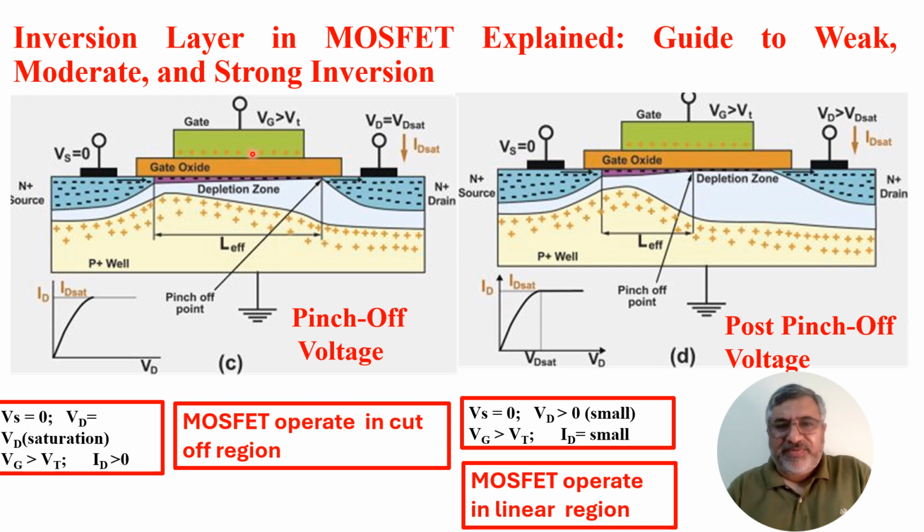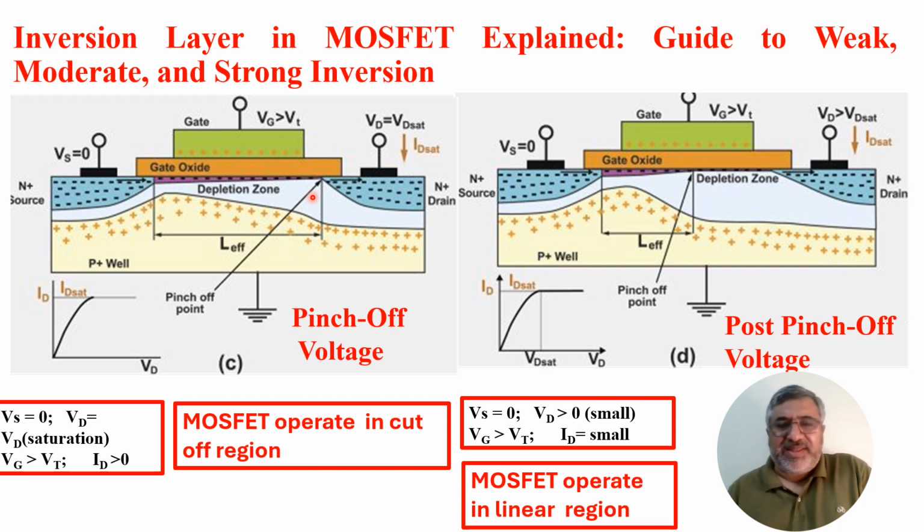At a certain drain voltage, called the pinch off voltage, the difference between the gate and drain voltage becomes equal to the threshold voltage. In other words, Vg minus Vd is equal to Vt. This means that near the drain, the channel potential has just reached the threshold voltage.